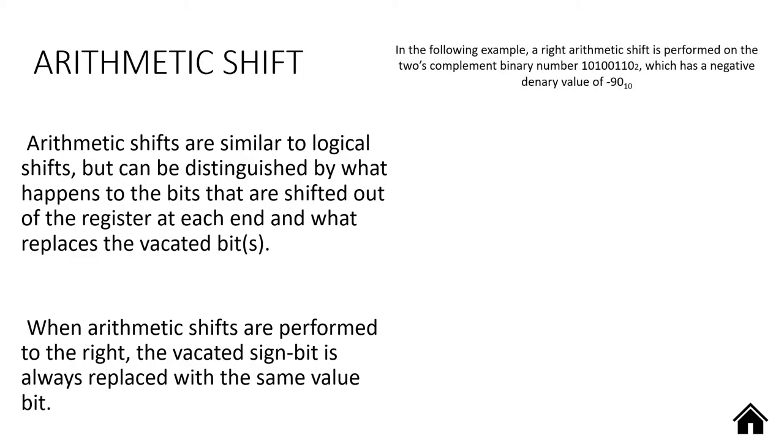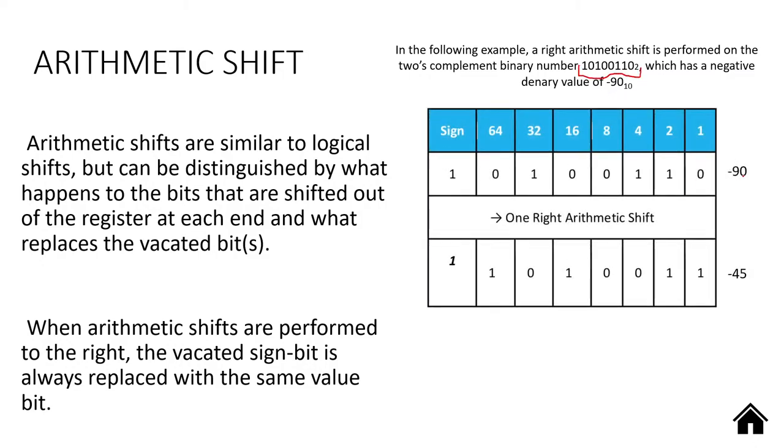In the following example, a right arithmetic shift is performed on the 2's complement binary number which gives a negative denary value of 90. So that number there that we're using is in 2's complement. It's got the value of minus 90, all right? We perform one right arithmetic shift. So we shift it down. So that zero goes on here, gets lost. The one jumps in there, the one jumps in there, etc. Now, because this sign bit here was one before, we keep the same sign bit in there.